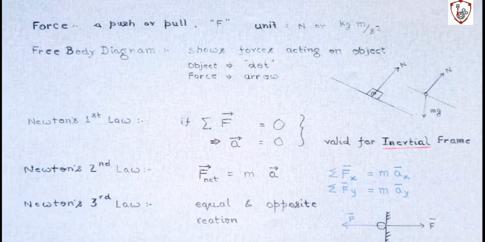To just revise the basics, we know what a force is. It is known as a push or a pull. If you are pushing a body, that is also a force. If something is being pulled, like a rope, or you are pulling a cylinder or a box, that is also a force application. We give it the symbol F, and its unit is N, as in Newton, or kilogram meter per second square.